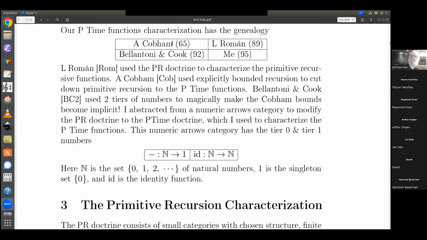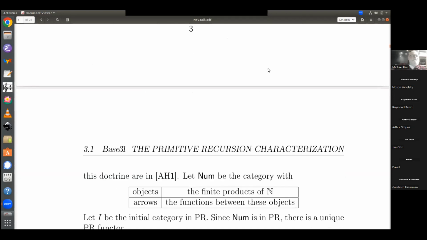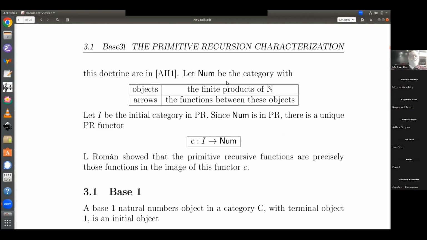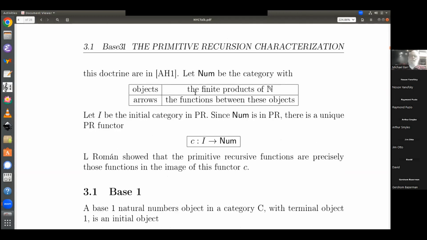This is basically a kind of commuting square here. Well, actually, it's not so much, it's actually more of a cocone. So anyway, for primitive recursion, you have this doctrine of small categories with chosen structure: finite products and product-stable natural numbers. There are entailments for that doctrine, and they're toward the end of this PDF, although the explanation of why those entailments are what they are is in this paper on ResearchGate. So you have an initial category in this doctrine.